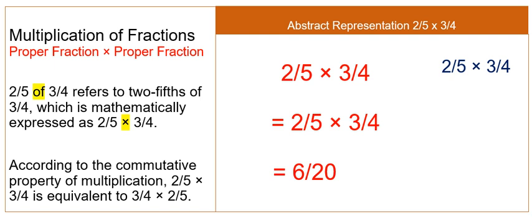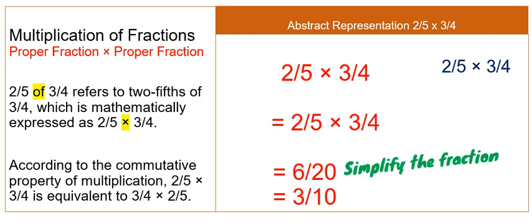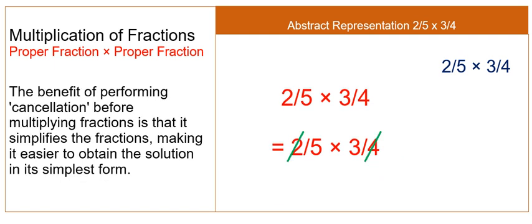We have to simplify the fraction 6 out of 20. And this will give us 3 out of 10. We can also perform cancellation before multiplying the fractions so that it simplifies the fractions, making it easier to obtain the solution in the simplest form. So how do we do that?